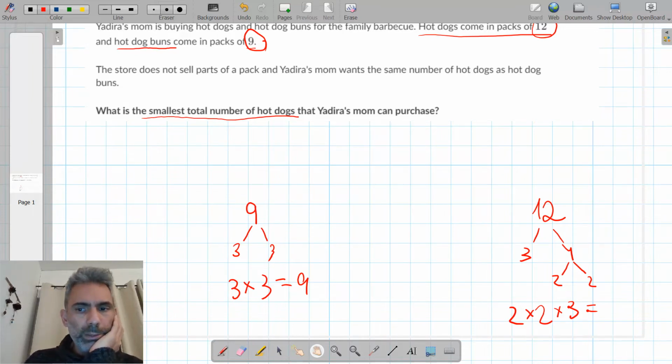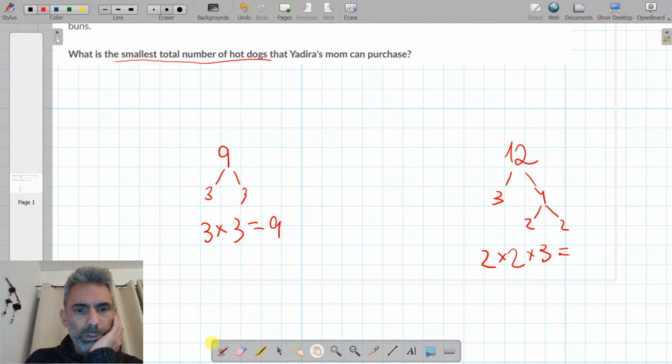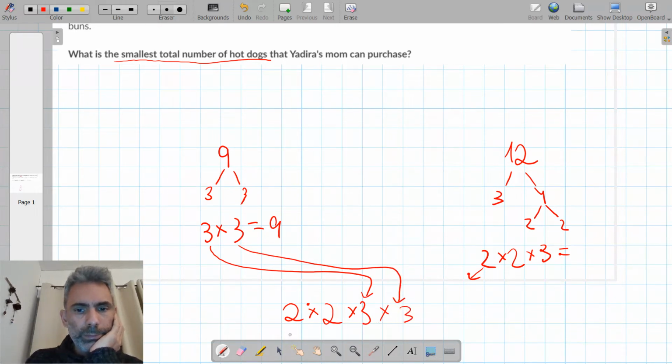So we need to combine the two sets of factors. When we take the factors of 12, we take 2 times 2 times 3. And one of these 3's is already present here. So we need to add just one more 3. So 2 times 2 is 4, and 3 times 3 is 9, so 4 times 9 is 36.